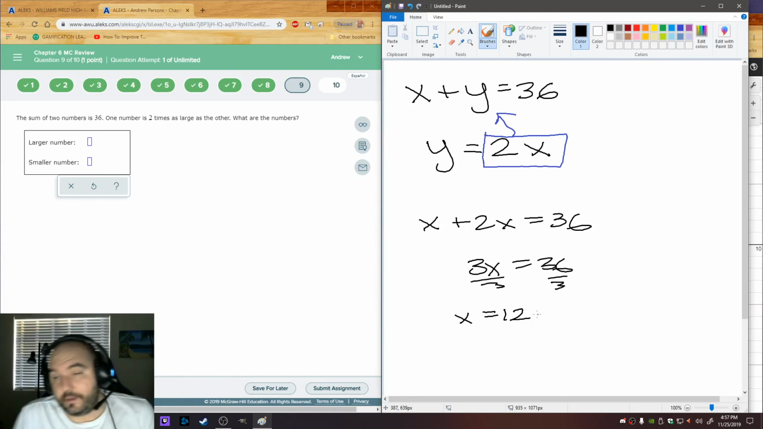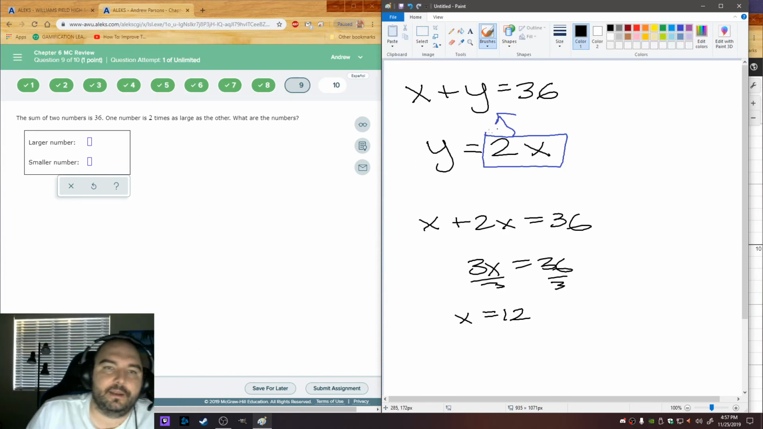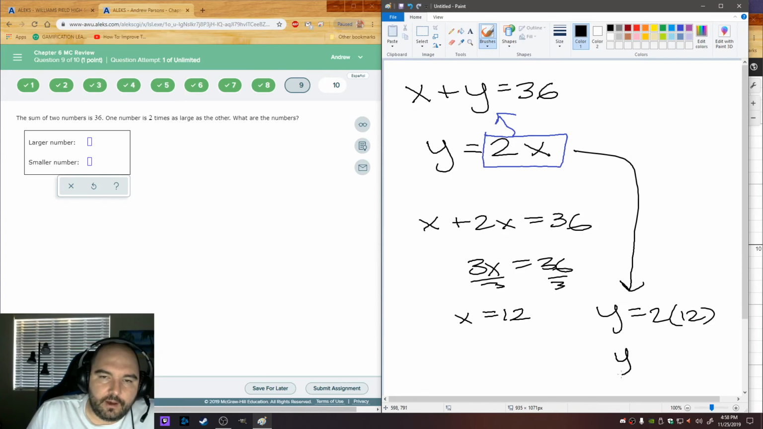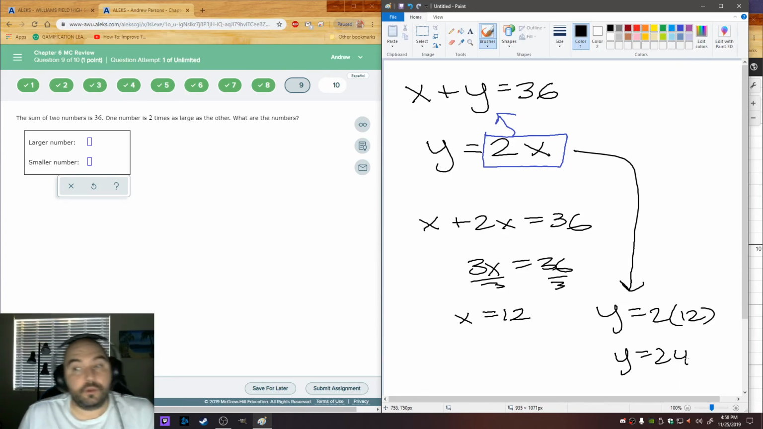Now here's the deal. If you're not sure if 12 is the bigger number or the smaller number, just hold it on the paper and write it at the end. You can plug in 12 to either equation to find the other number, but I'm going to use the second one because that is easier. Y equals 2 times 12. Y equals 24.